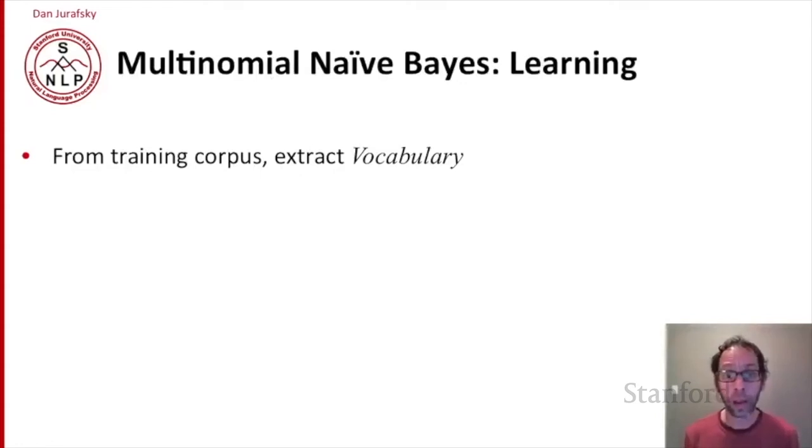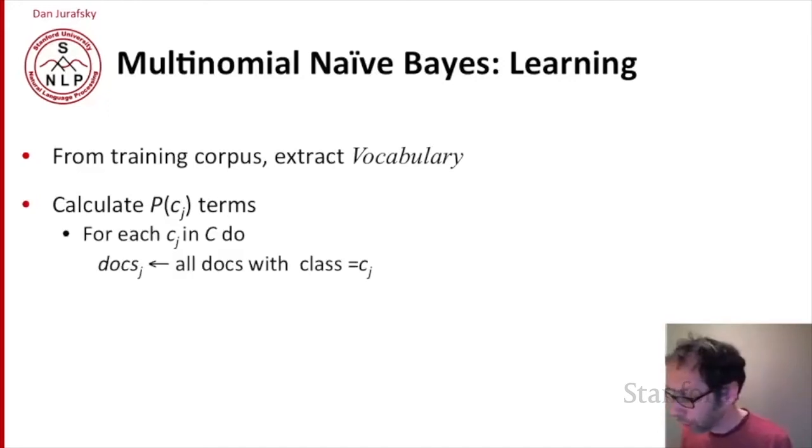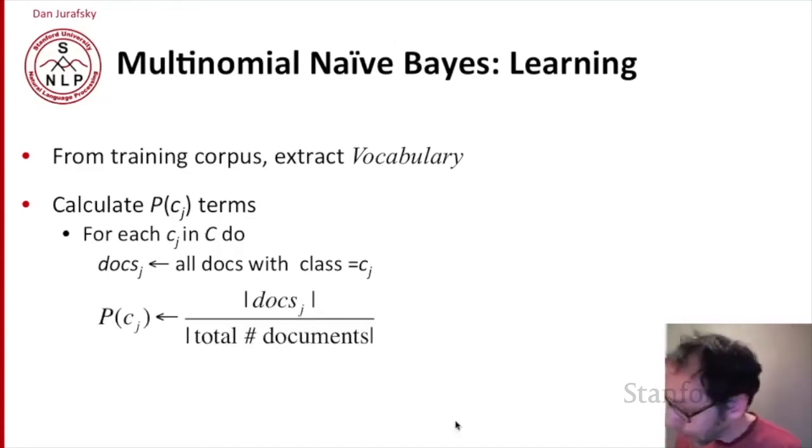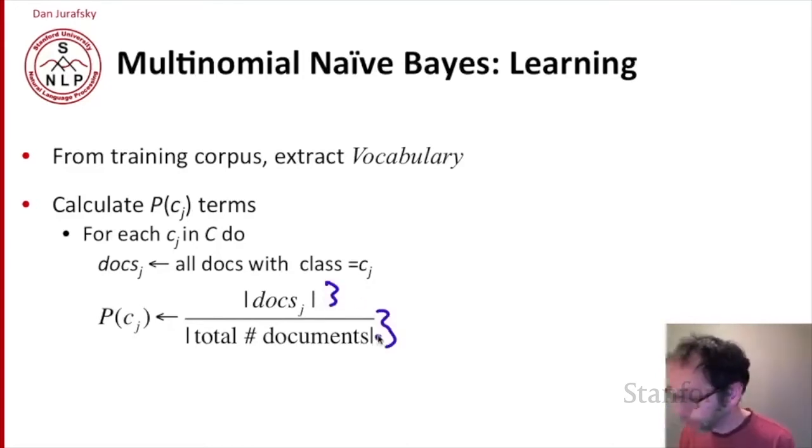So let's walk through the calculation of these parameters. First, from the training corpus, we're going to extract the vocabulary, the list of words. Next, we're going to calculate the priors for each class C sub j. So for each class, we're going to get the set of all documents that have that class. We'll call that set doc sub j. And the number of documents in that set divided by the total number of documents, that will give us our prior probability of that particular class.